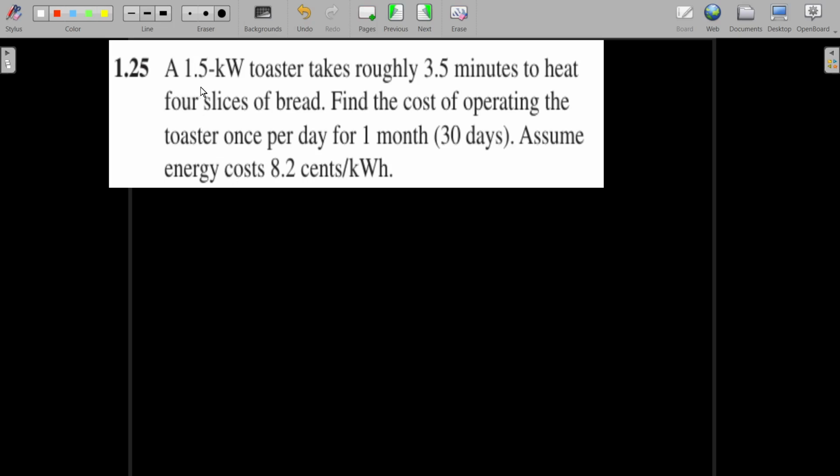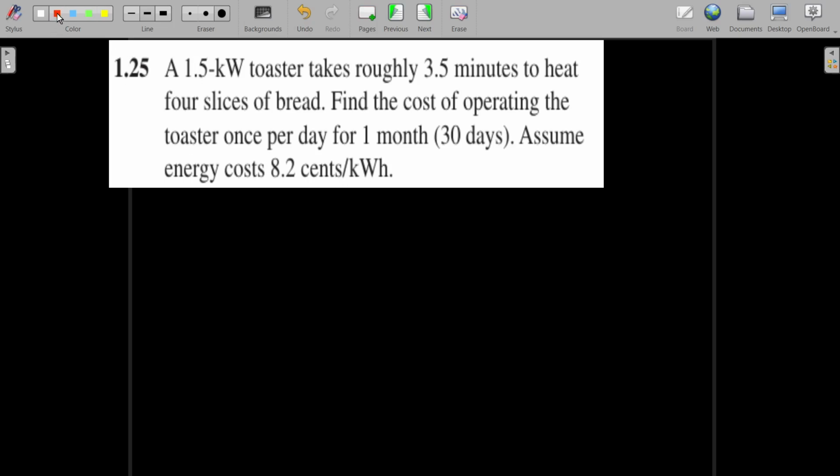The question is here: a 1.5 kilowatt toaster takes roughly 3.5 minutes to heat 4 slices of bread. Find the cost of operating the toaster once per day for 1 month, that is 30 days. Assume energy costs 8.2 cents per kilowatt hour.